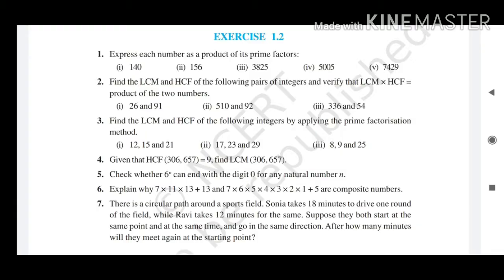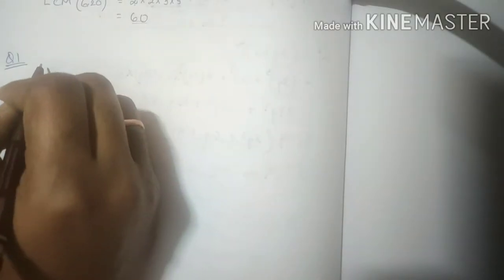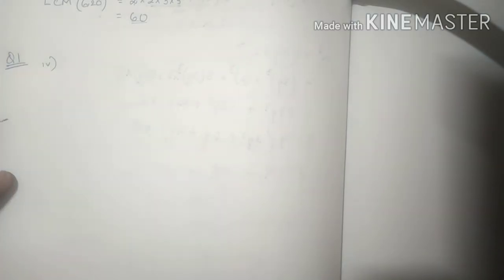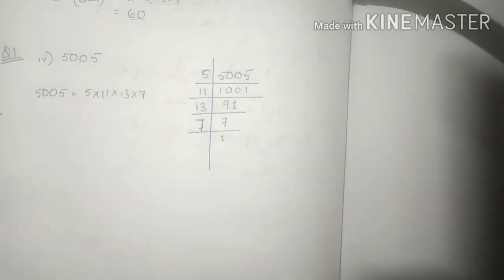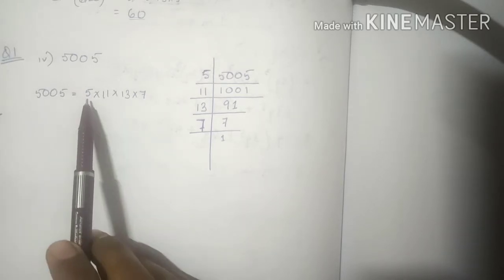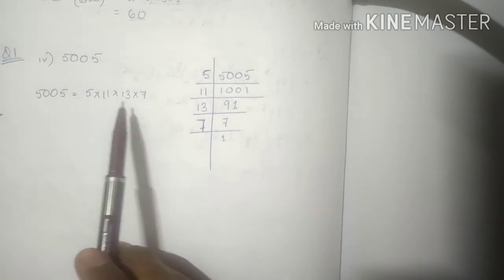So exercise 1.2, the first question, is very simple. They are just asking for prime factors. Let's say the fourth part, that is 5005. What will be the prime factors of this number? We'll just find the prime factors like this and write it like this. So these are the prime factors of this number.